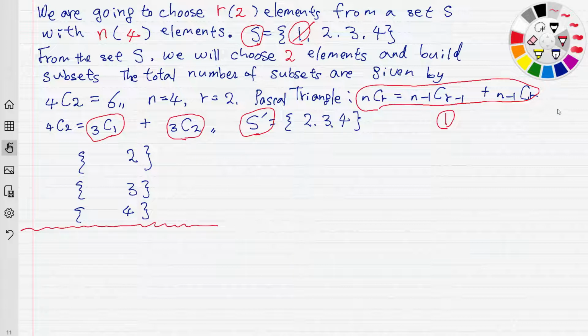From set S prime, we select 2 elements: 2, 3. From S prime, we select 2 elements: 2, 4. From S prime, we select 2 elements: then 3, 4.